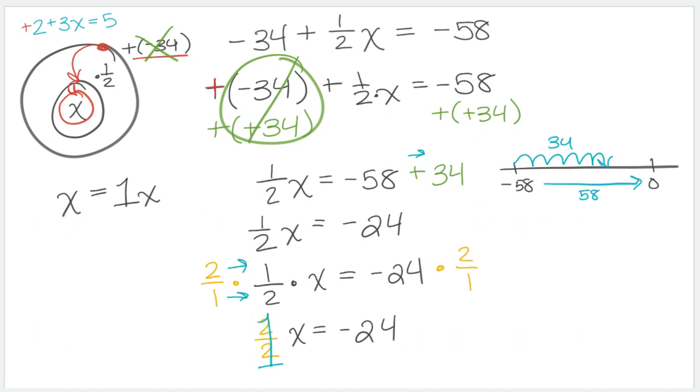On the right-hand side of my equation, we have negative 24 times 2/1. 2/1 is the same as 2. Negative 24 times 2 is negative 48. So the solution to our equation here is x is equal to negative 48 as our final answer.